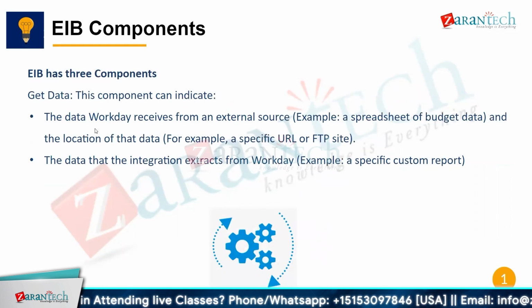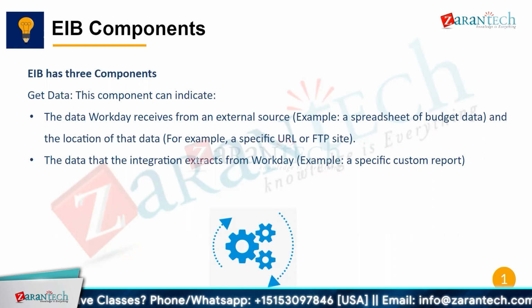EIB has three components. First is a get data. This component can indicate the Workday receives data from external source, such as a spreadsheet of a budget or the location of that data, for example, a specific URL or an FTP site. The data that the integration extracts from Workday, example being a specific custom report.